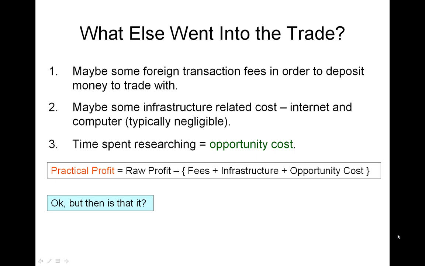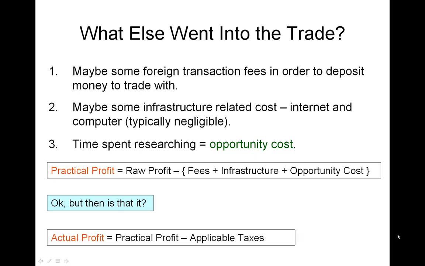Okay, so the raw profit was actually reduced by a little bit. Is that it? Not quite, because the actual profit we make is the practical profit minus applicable taxes. Now, the reason I separated this out from the previous rectangle that talked about the practical profit is because a lot of us may argue, well, we shouldn't really bring taxes in here because any kind of income you end up paying taxes. It's unfair to say that our real profit is diminished because of taxes. Even for salaries, we need to pay taxes.